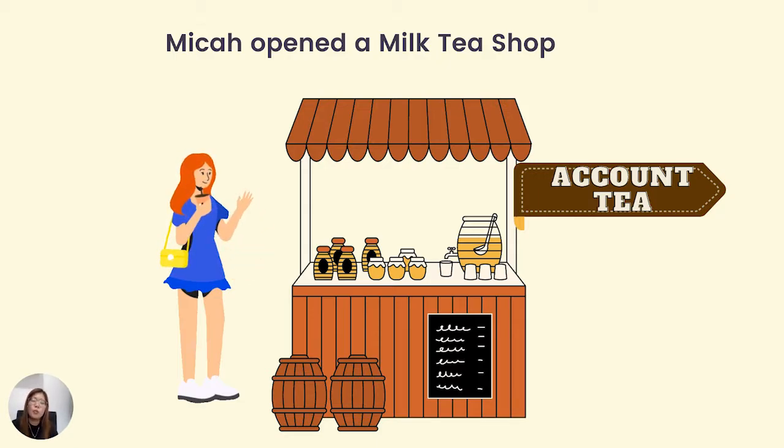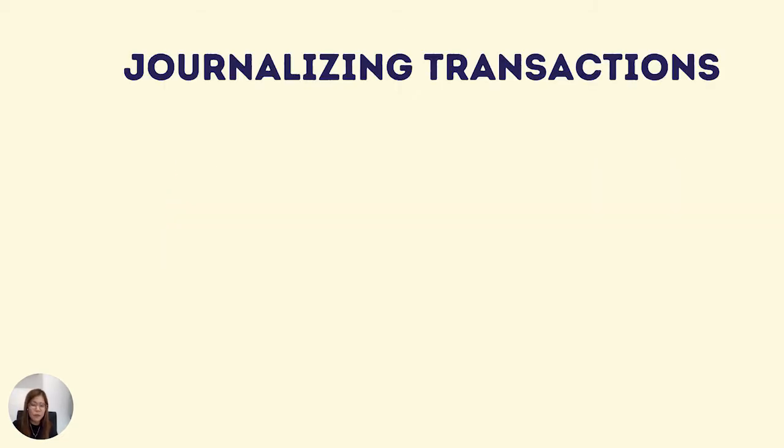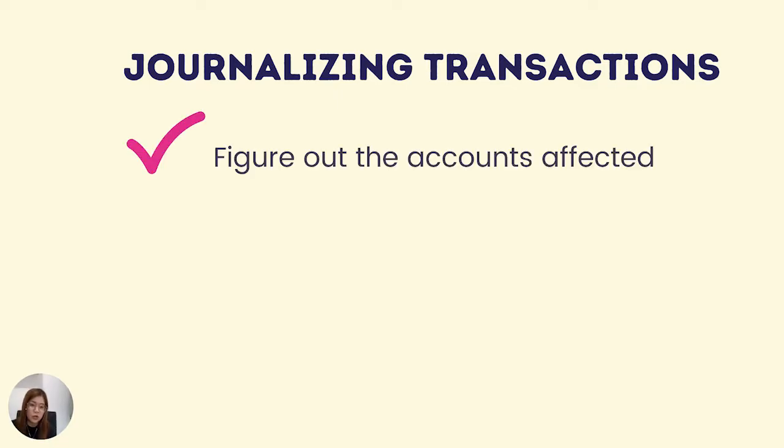So, let's assume Micah opened a milk tea business. At ang name daw ng milk tea business niya ay account tea siya. So, the following transactions occur during the month. Okay, game? But before that pala, to journalize transactions, these are the 2 simple steps that we need to follow. So, ito yung mga kailangan natin gawin for every transaction.